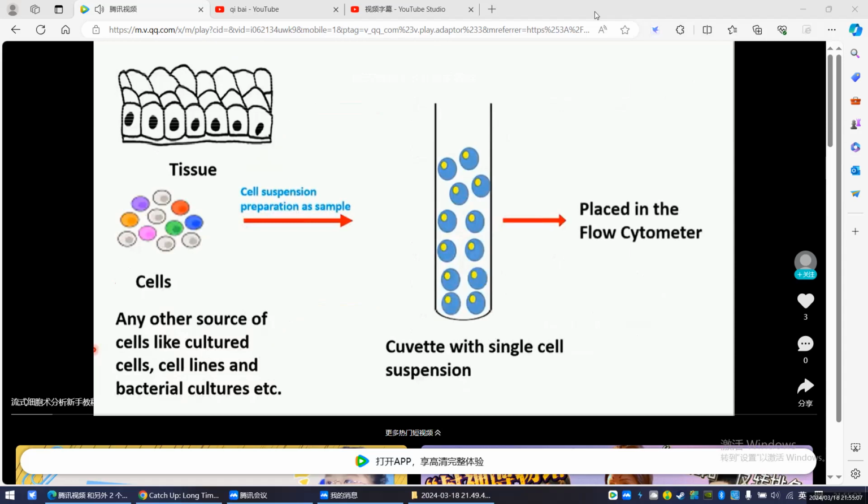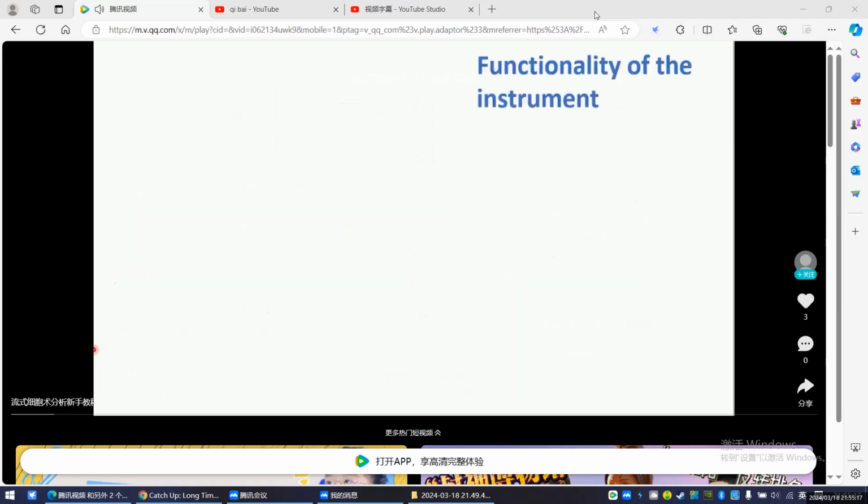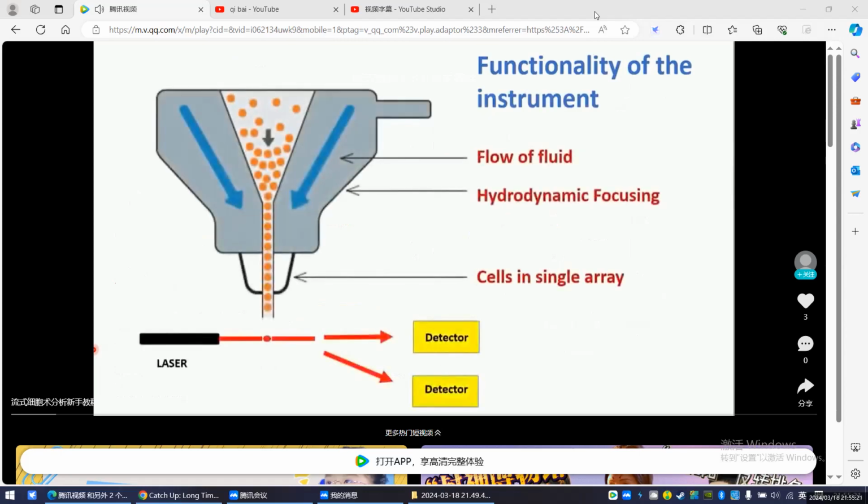Cytometry. Now, the flow cytometer will suck up your sample and start analyzing it. Now we see what happens inside a flow cytometer. If we talk about the functionality of an instrument, then what happens?